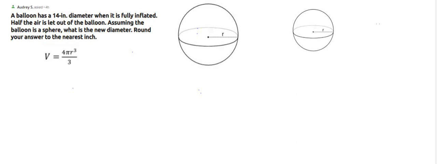A balloon has a 14-inch diameter when it is fully inflated. Half the air is let out of the balloon. Assuming the balloon is a sphere, what is the new diameter? Round your answer to the nearest inch.